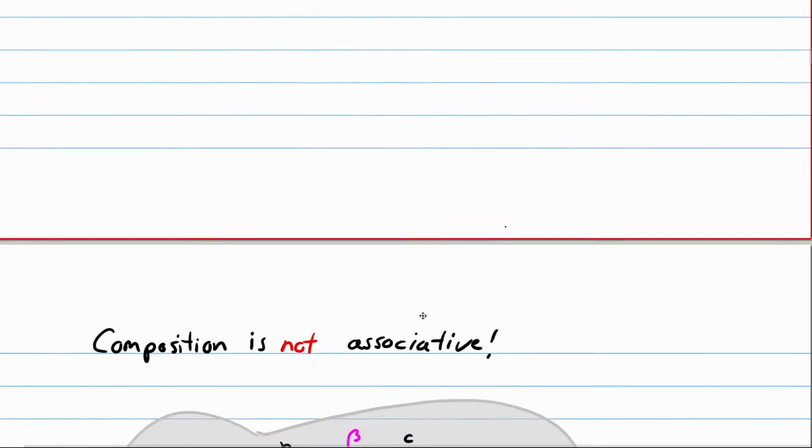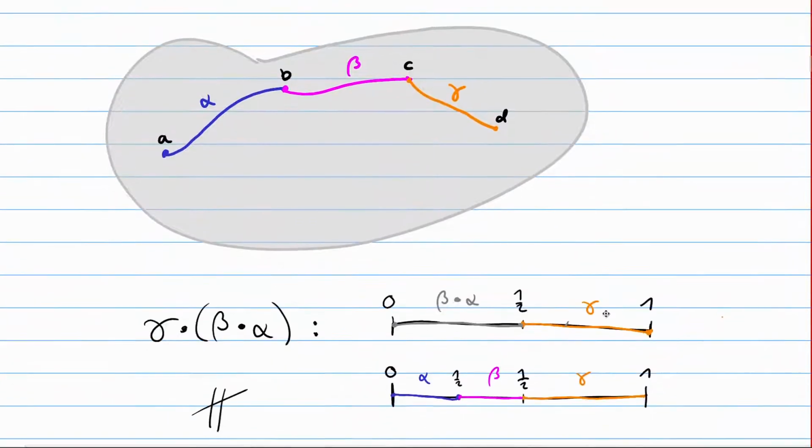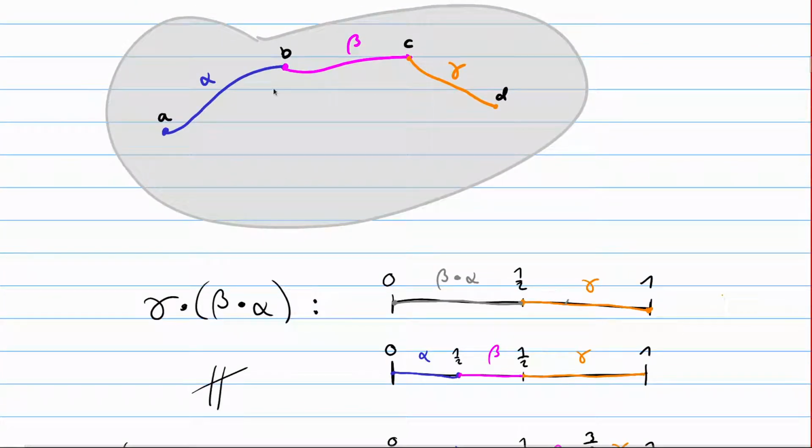Now, the sad thing about composition is that it is not associative. What I mean with this is that if you've got three paths, one from A to B, one from B to C, and one from C to D, then there are multiple ways in which we can define one path to traverse all of them after each other. Of course, one of them would be to first compose the first two on the left-hand side. So we could compose these two first, and then compose the result with the last function. And we would get something like this, where we traverse the first path alpha at 4 times the speed, and then beta at 4 times the speed, and gamma at half the speed.